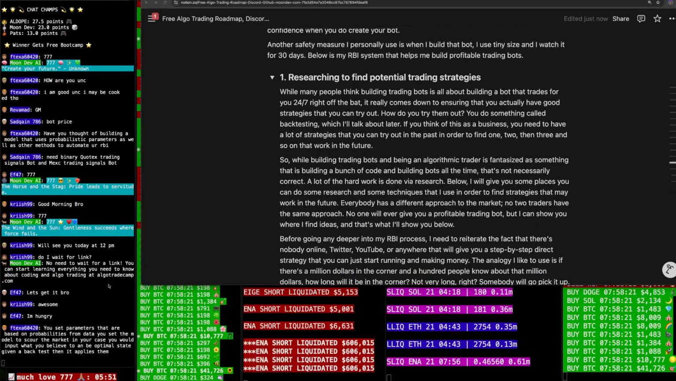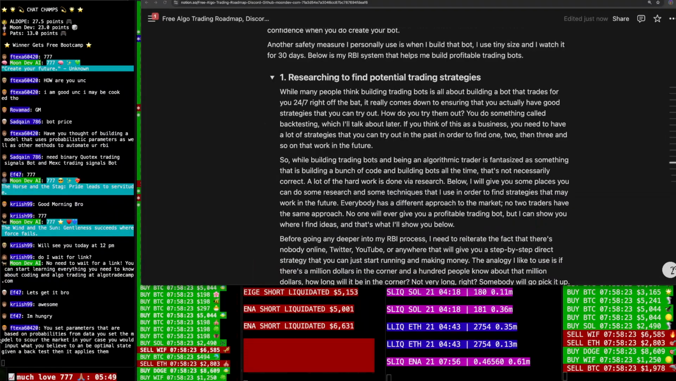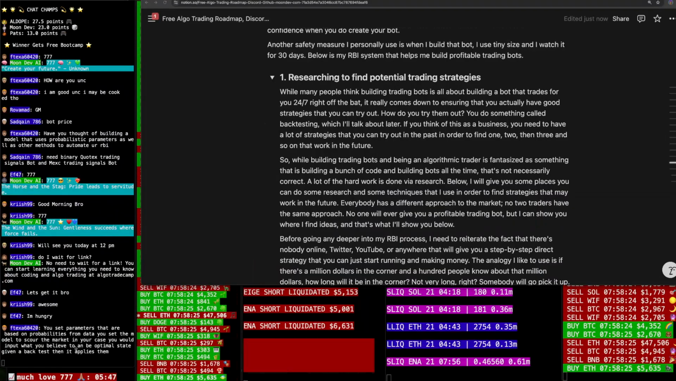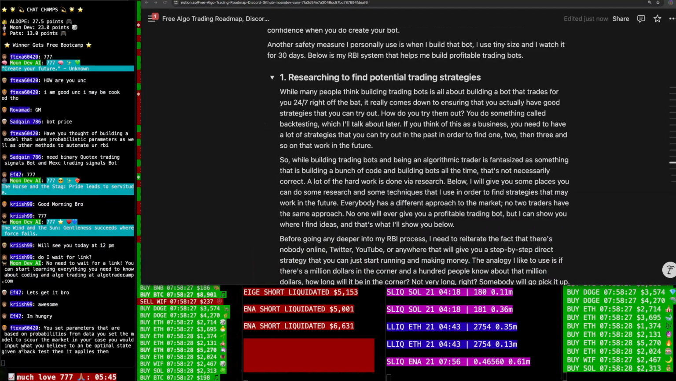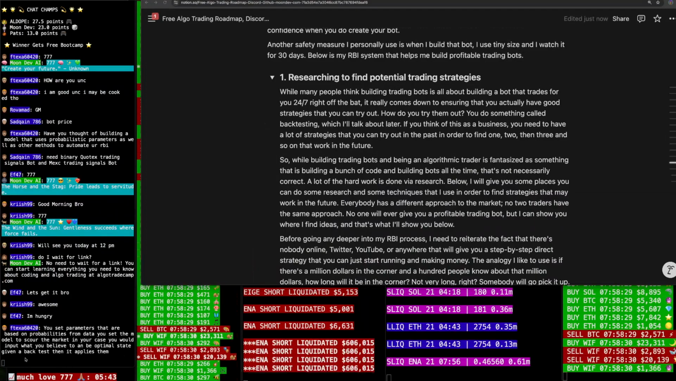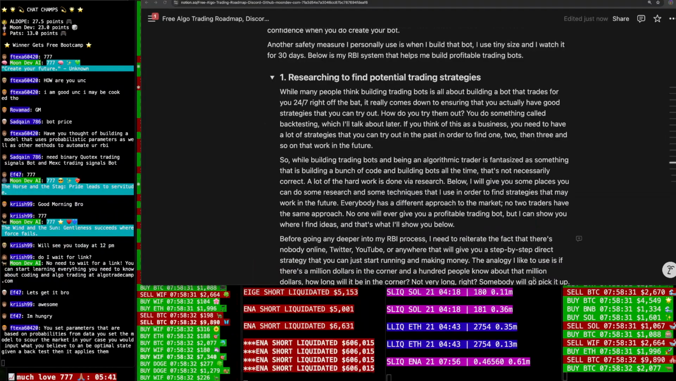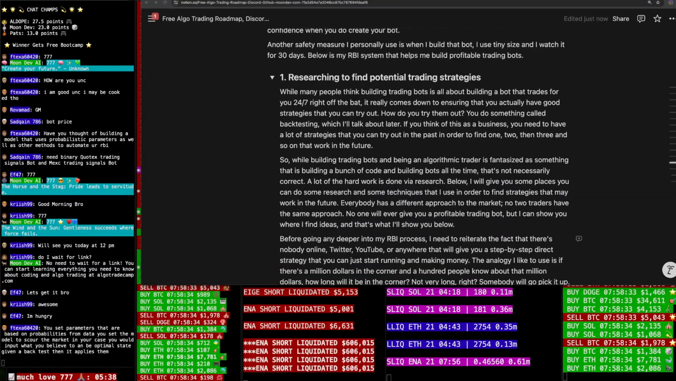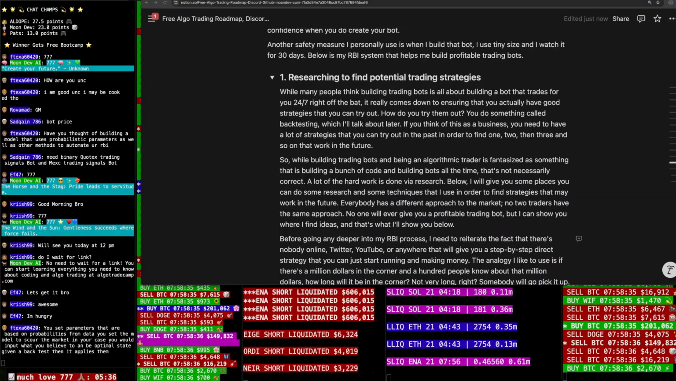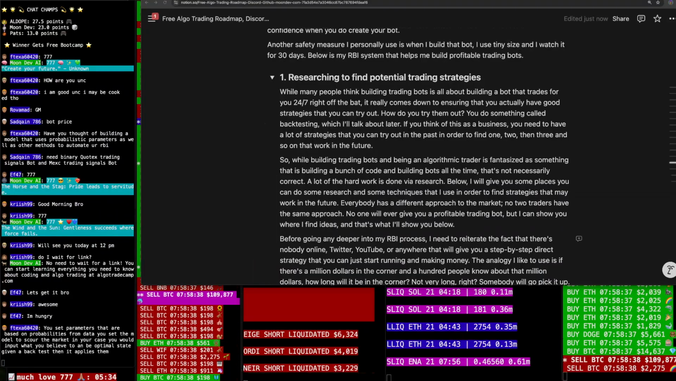You set parameters that are based on probabilities from data. You set the model to scour the market. In your case, you would input what you believe to be an optimal state given a backtest, then it applies them. It sounds a little bit like GE. A little like GE, dude.